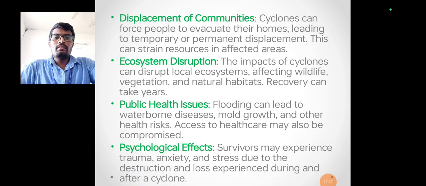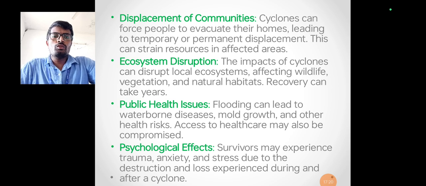And the fifth one is displacement of the communities. Cyclones can force people to evacuate their homes, leading to temporary or permanent displacement. It means they move to safer places. Government or organizations provide temporary shelters. Now coming to the sixth type, that is ecosystem disruption. The balance of natural resources and natural components may become imbalanced, with more consumption and wastage of resources due to the cyclones.